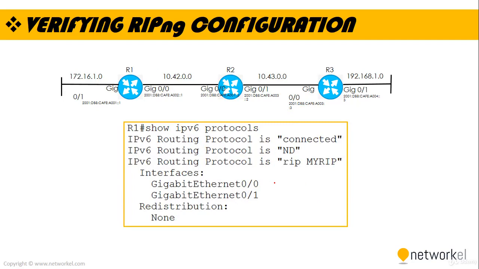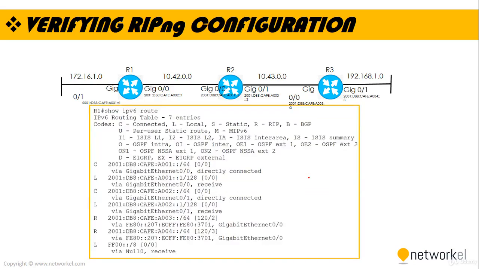And to verify the RIPng configuration, again we can use the show ipv6 protocols command this time, and we can see the IPv6 routing protocol and the routing protocol name, as you can see in here, which we configured as myrip in the previous example. And we can also use the show ipv6 route command, and we can display our full routing table, and we can see the routes learned by RIP again in here.